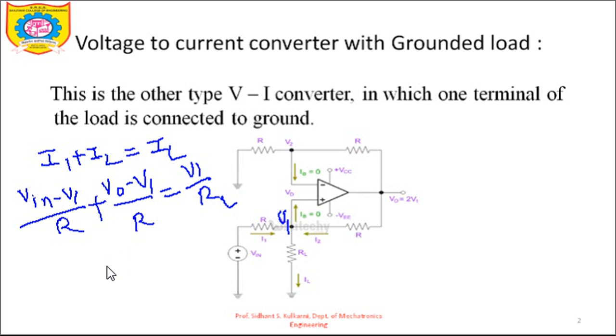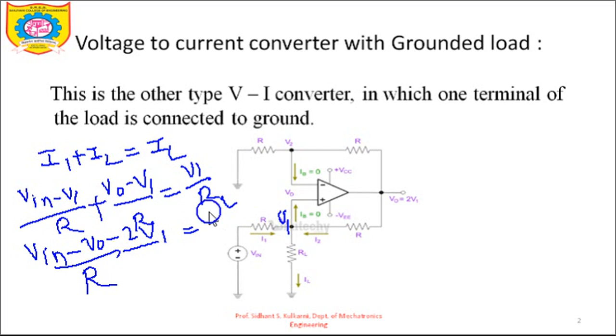Now, R is common in the denominator because we have chosen the resistance R value to be the same. So you can take the LCM as R. So Vin minus V1 plus V0 minus V1 corresponds to Vin plus V0 minus 2V1, which is equal to V1 upon RL. Now we can divide this term by V1 and calculate the further expressions.